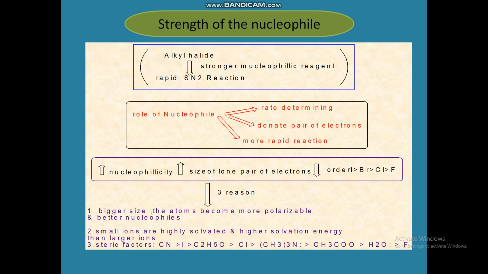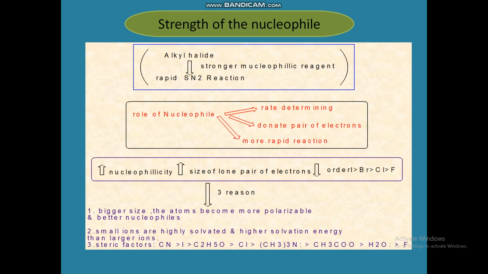Next, nucleophiles are solvated by the solvent molecules, and before attacking a carbon atom, a nucleophile must break away some of the solvent molecules bonded to it. It is well known that small ions or molecules are highly solvated and have higher solvation energies than larger ones. So the larger ones are good nucleophiles. That is one of the reasons.